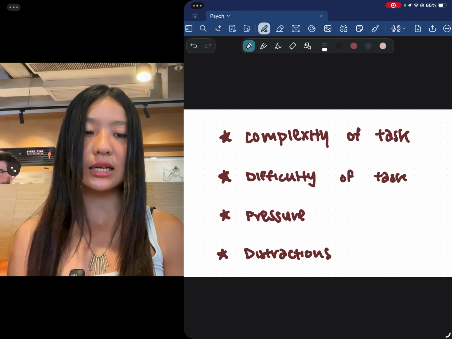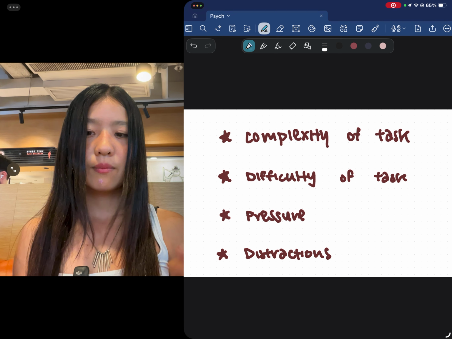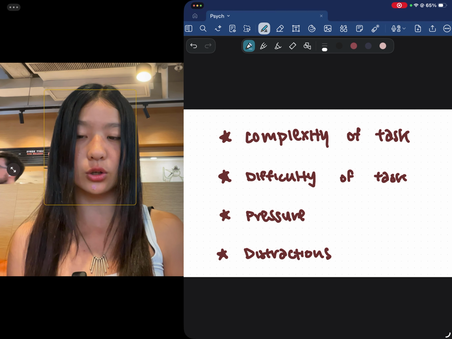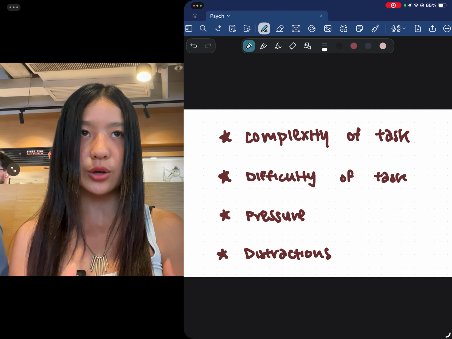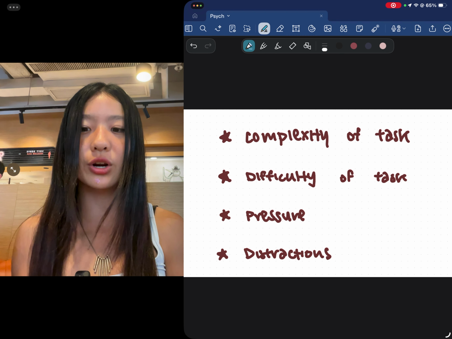The difficulty of the task is not only inherent to the task, but also about how the learner perceives the task. Pressure could be any type of external pressure. Maybe you're on a tight deadline. That would increase your cognitive load. Distractions around you, external stimuli, that's also going to increase your cognitive load because it's going to make you harder to focus on what you're actually doing in front of you.